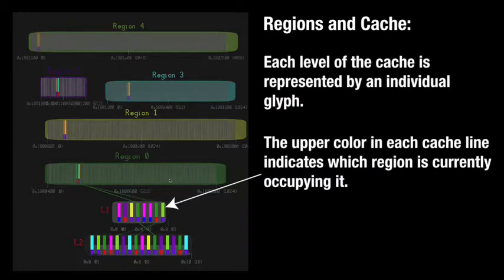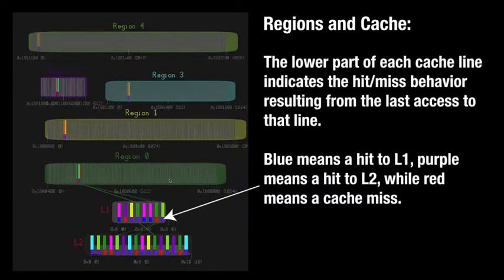The upper color in each cache line indicates which region is currently occupying it. The lower part of each cache line indicates the hit-miss behavior resulting from the last access to that line. Blue means a hit to L1, purple means a hit to L2, while red means a cache miss.